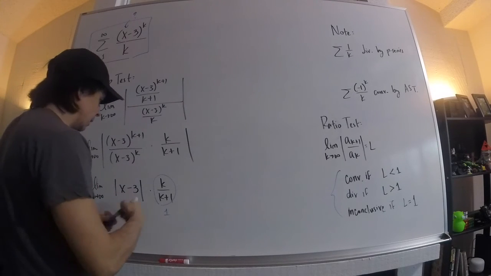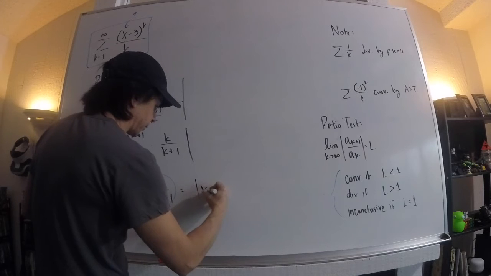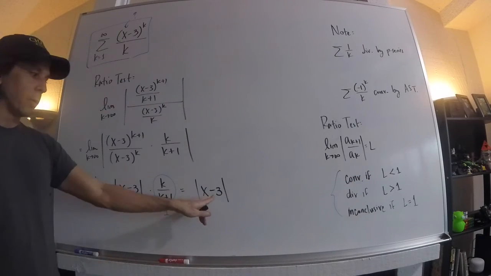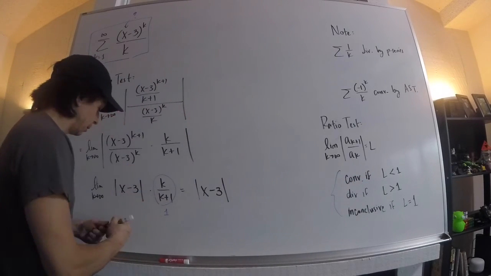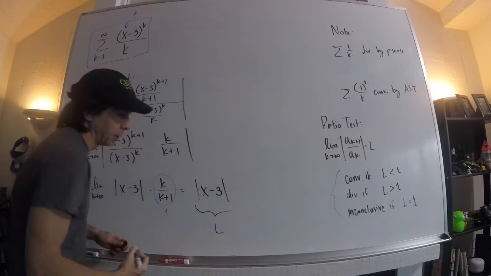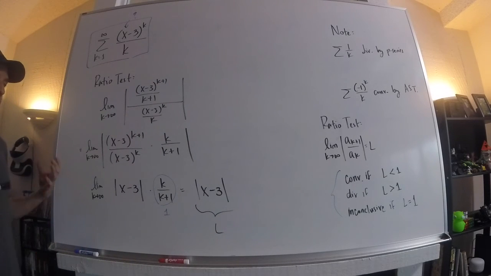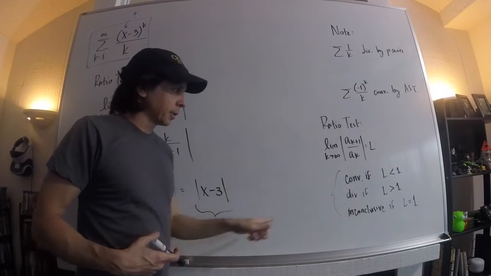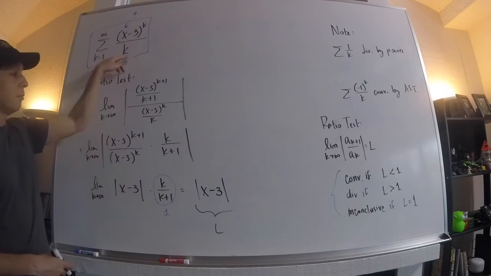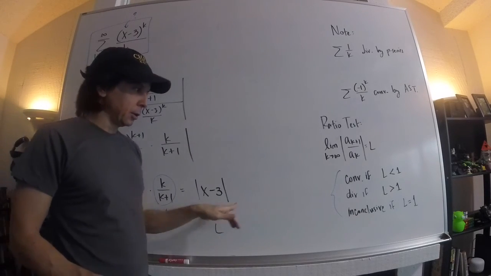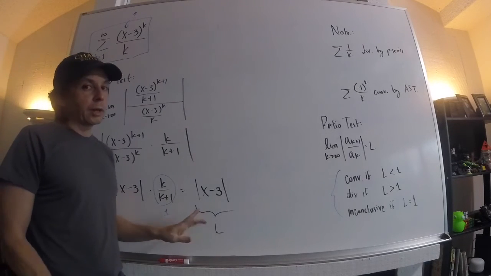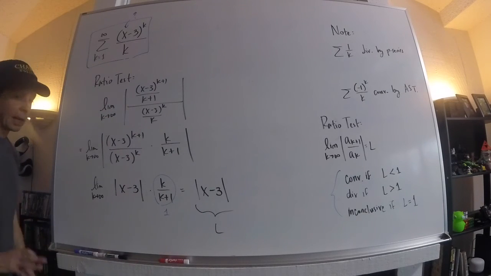So my actual limit is the absolute value of x minus 3. I don't have an actual value that I can work with yet, but I do know this is my L in the ratio test. And now I can break down when the original series is going to converge. When this L is less than 1, it converges. When this L is greater than 1, it diverges. When L is equal to 1, it's inconclusive, and I'll handle that separately, case by case.